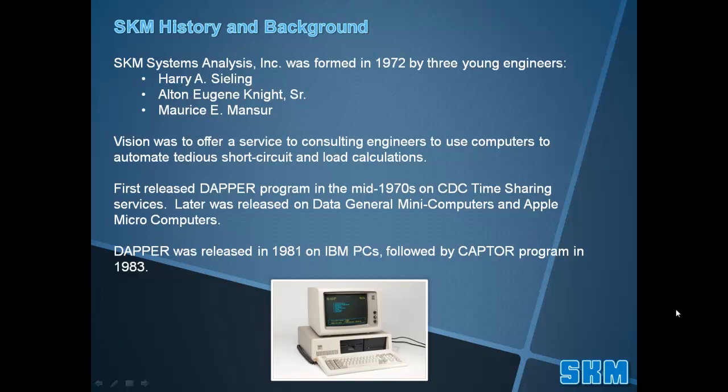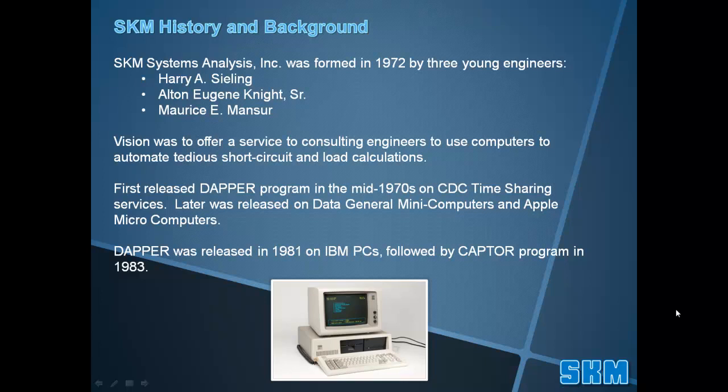SKM has been developing power system software for 42 years now, since 1972, so we've gotten pretty good at it. SKM was formed by three young engineers, Harry Sealing, Gene Knight, and Maurice Mansour. The very first software they developed was loaded on a timeshare computer at UCLA. They called their software Dapper, which is an acronym for Distribution Analysis for Power Planning, Evaluation, and Reporting. Dapper is the foundation of our software and runs load flow, fault analysis, sizing, and much more.